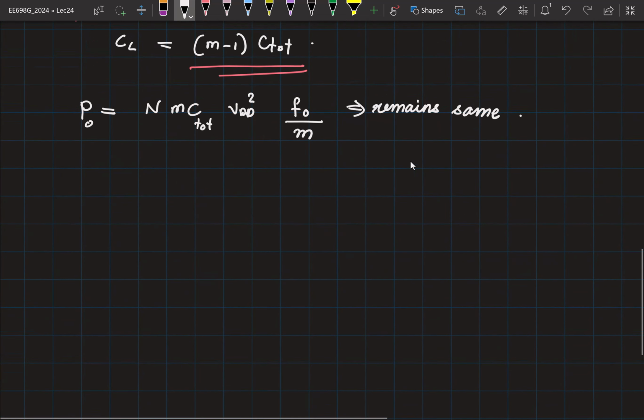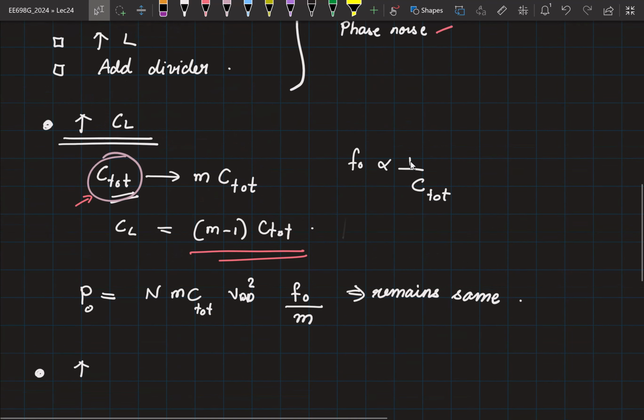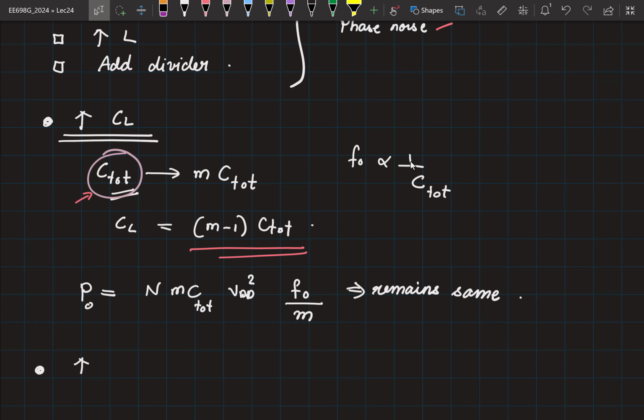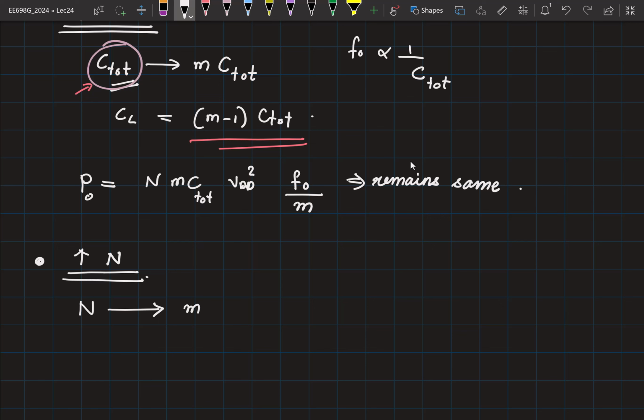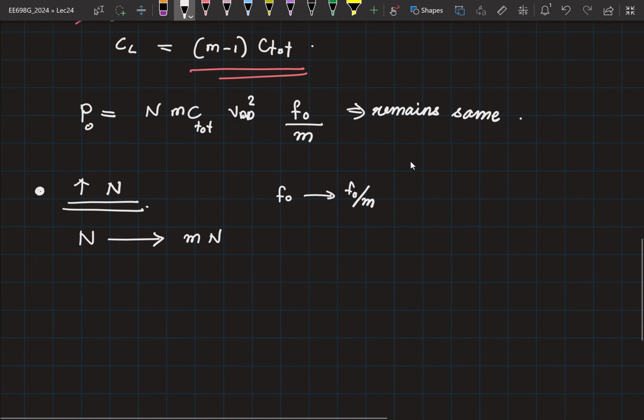Okay, so next factor is you are increasing. M minus 1 C2 is the extra capacitance that I need to add. Yes. So that the total capacitance becomes M times C2. Let's say you are increasing the number of stages. So by how much should your N change? M times. This is okay. You want your frequency to change by M, so you increase the N number of stages by M. What happens to the power? No change?